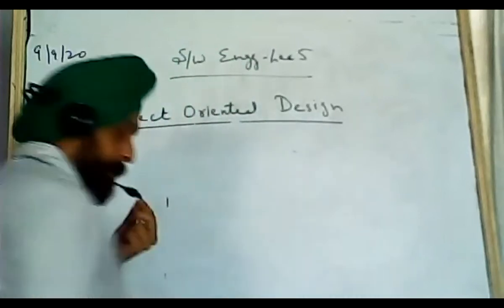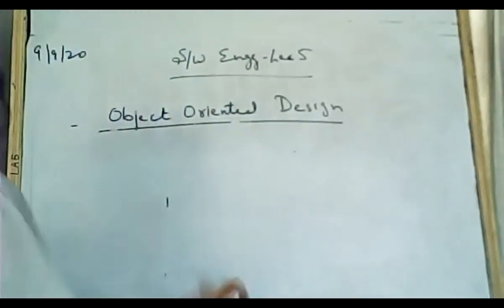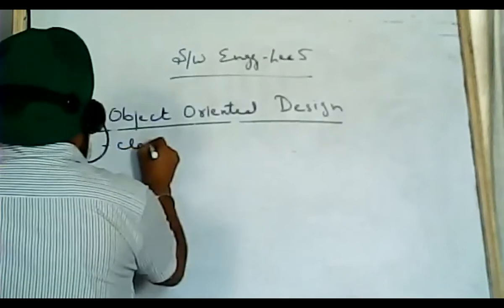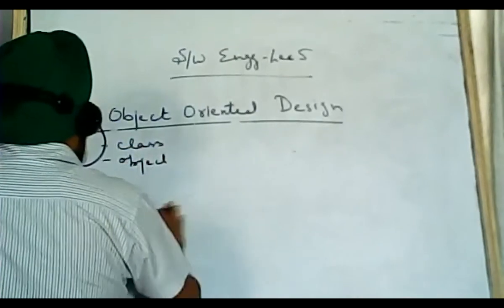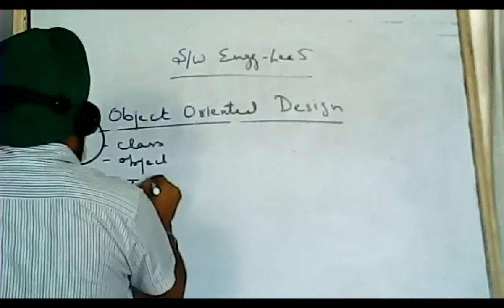So what are the different concepts of class and object? One was class itself. Another was object. Now inheritance.